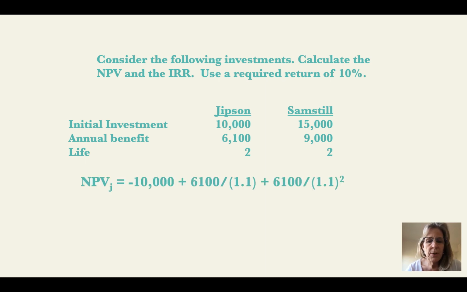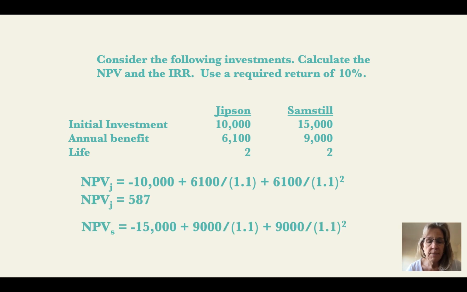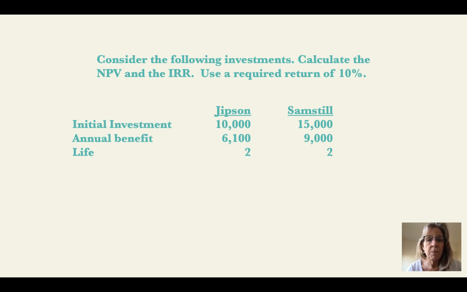So for the net present value at 10%, in the Gibson case, I have 587. And in the Sam Still case, I have 619. Because we know net present value is the right way to do things, those will always get you the right answer. We know that Sam Still is the best project. So let's go ahead and calculate internal rate of return.